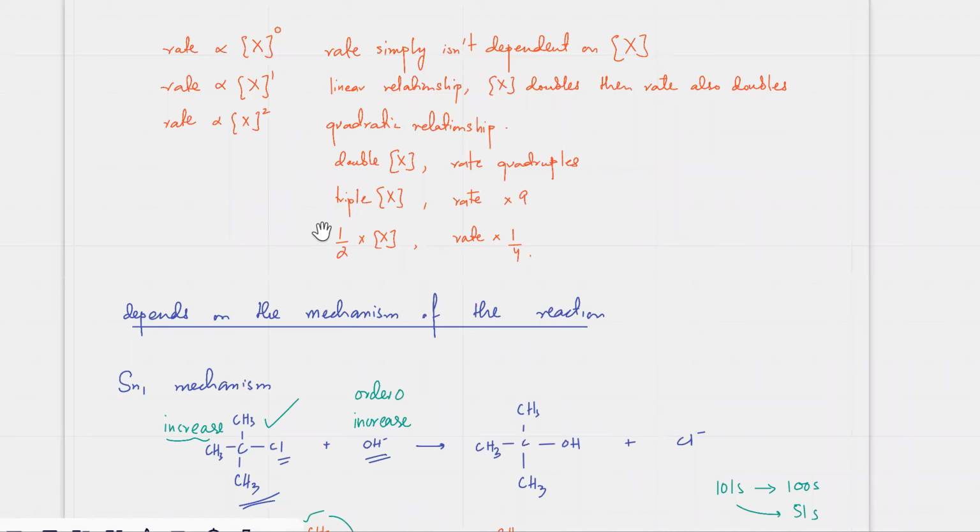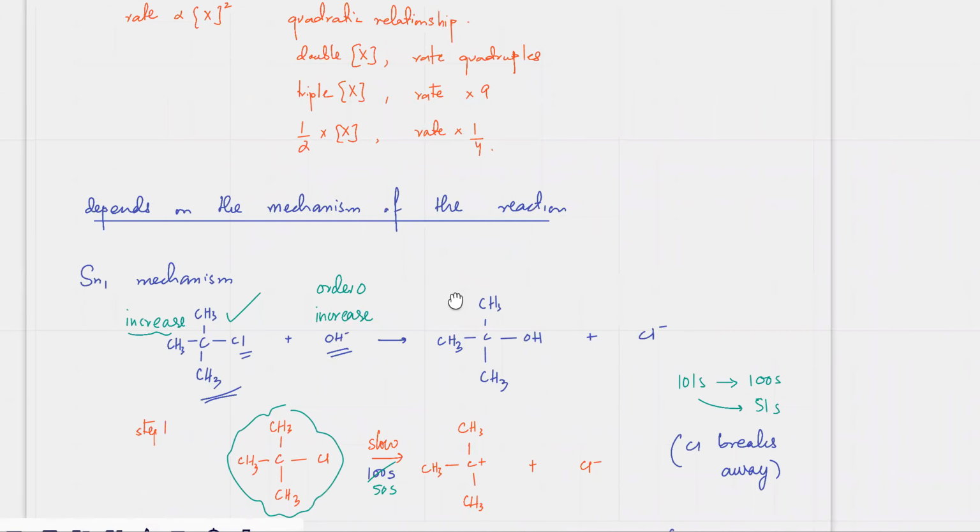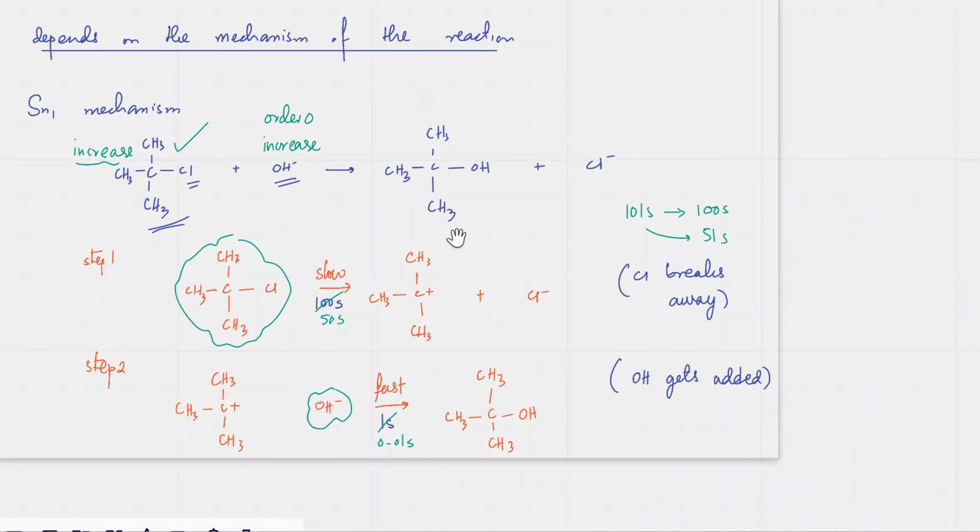So I explained that it all depends on the mechanism of the reaction, what's going on and how many steps are involved in the reaction. Most reactions are not as simple as the equation that we study. Okay, you studied in organic that a lot of reactions have multiple steps. So the rate of the reaction depends on the slow step. It doesn't depend on the fast step.